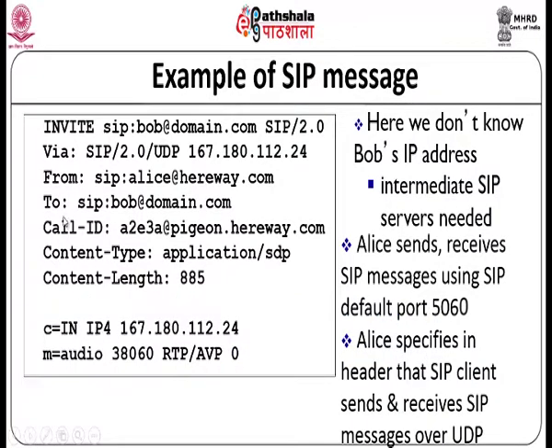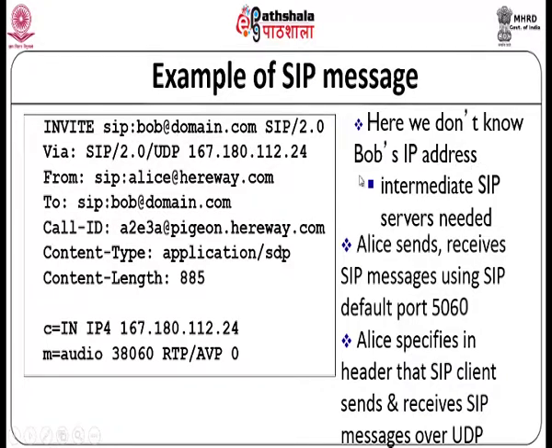So this is an example of a SIP message. You can see you will have INVITE sip:something followed by Via, where you are specifying the address through which it goes. Then there is a From field, To field, Call-ID, Content-Type, Content-Length. You can see that all these are very similar to what you have in an HTTP message. And then we have this session related information, which is what we already looked at in the SDP protocol.